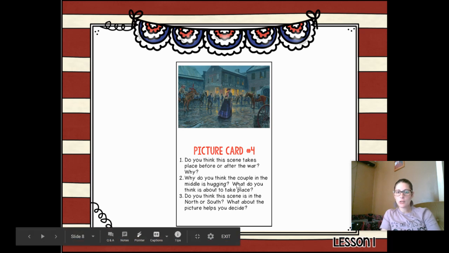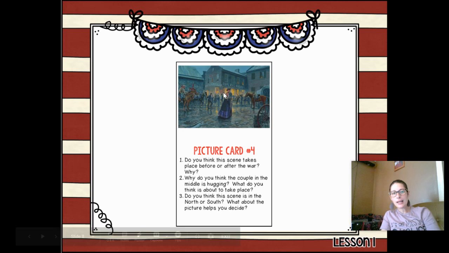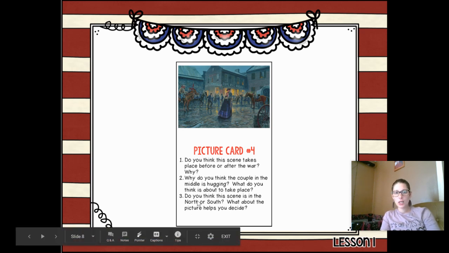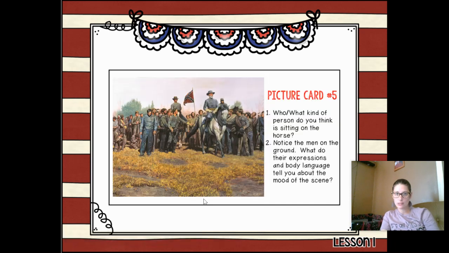And it says, why do you think the couple is hugging? What do you think is about to take place? I think they might be hugging because I think he might be getting ready to head off to battle. And it looks like he's in his battle uniform. So maybe they're getting ready to ship out and she's hugging him because she's worried for him. And I just answered this last one, that I think it's in the South. And I told you what helped me decide that.